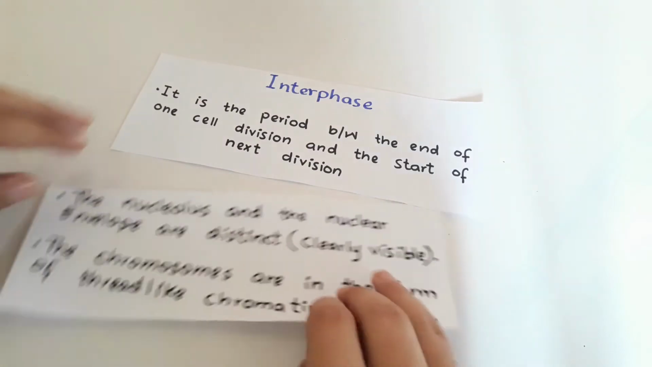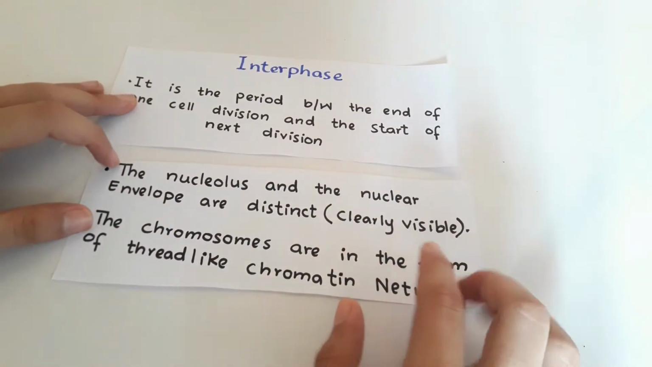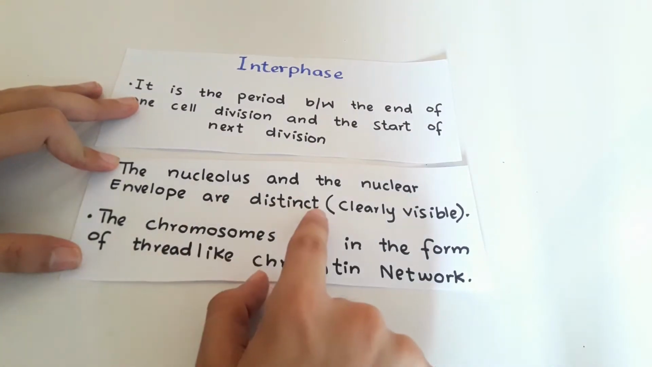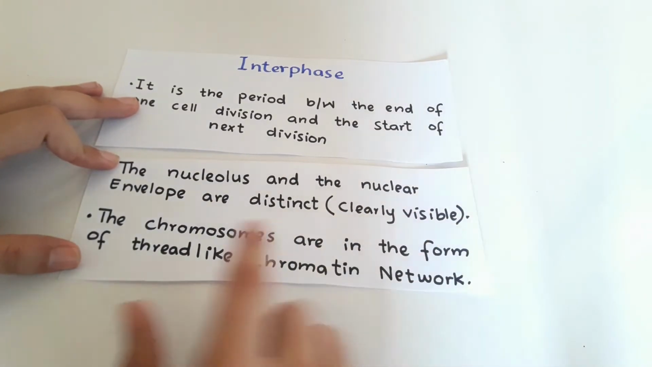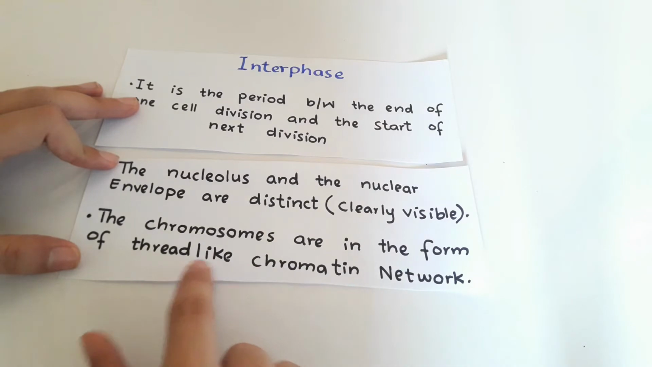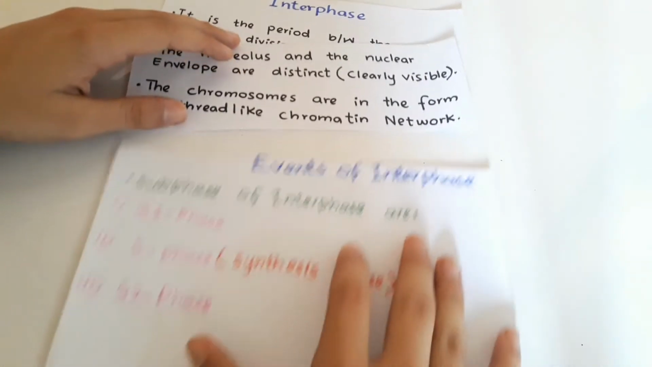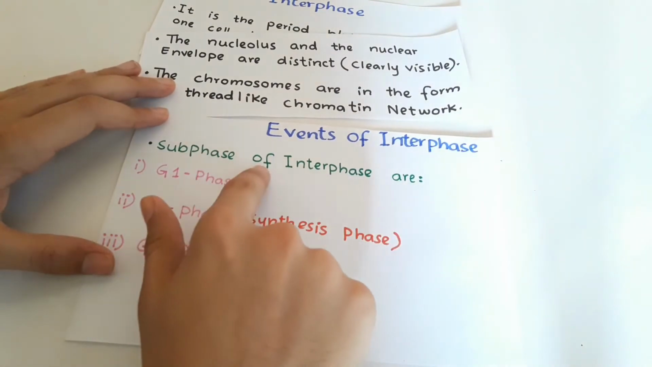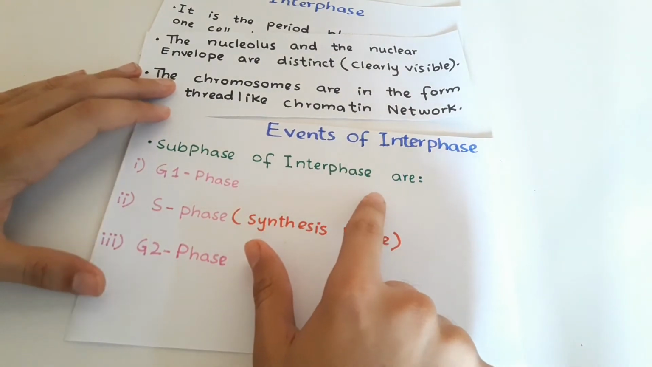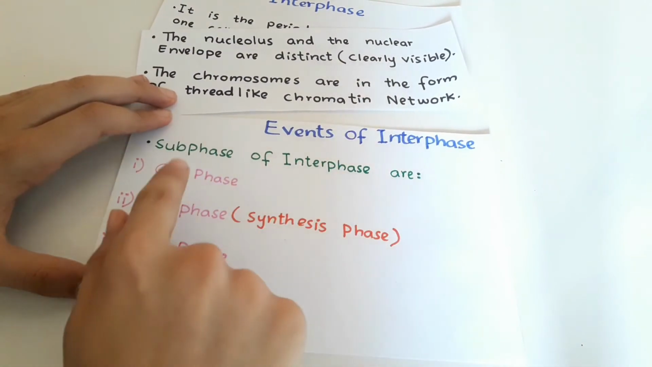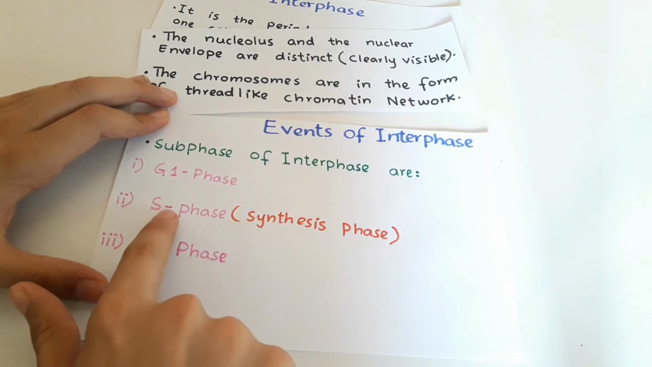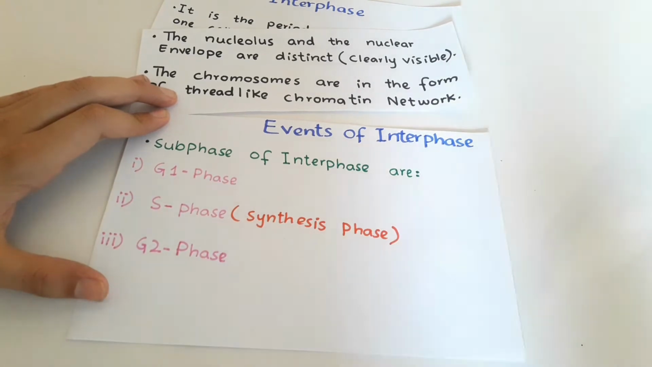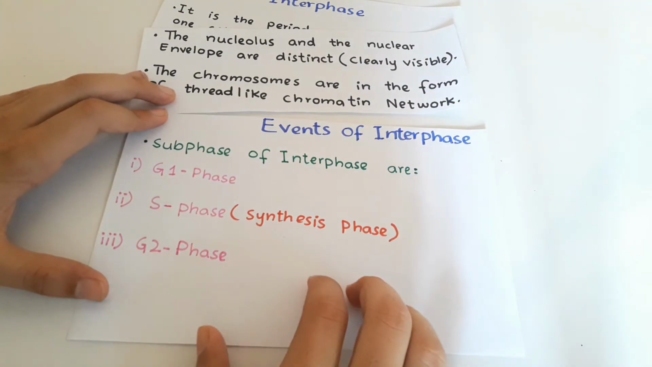In interphase, the nucleolus and the nuclear envelope are distinct, meaning they are clearly visible under a microscope, and the chromosomes are in the form of a thread-like chromatin network. Further, interphase is divided into subphases to understand it better. Its subphases are the G1 phase, S phase, and G2 phase. S phase means synthesis phase. We will look at each of these in detail.